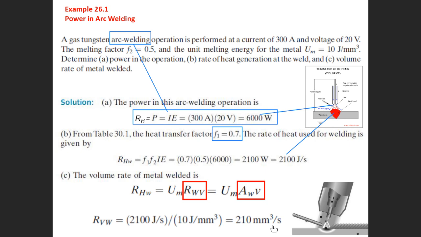This is the volume of metal welded, or volume rate of metal weld. Volume rate means every second 210 cubic millimeter of material will be welded. Right. Any question? Guys, any question?